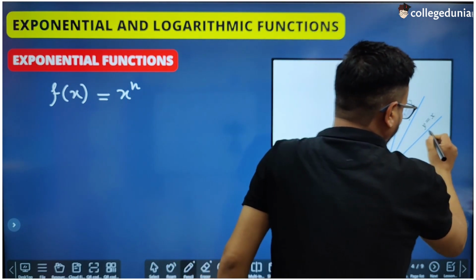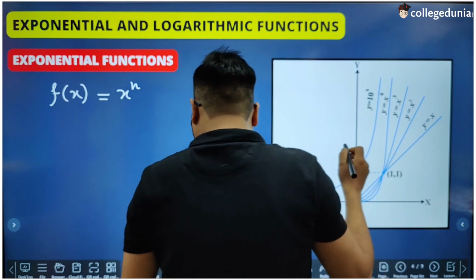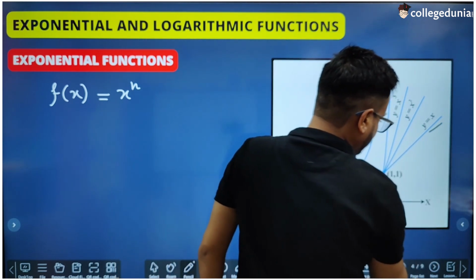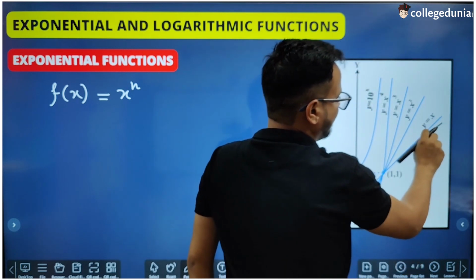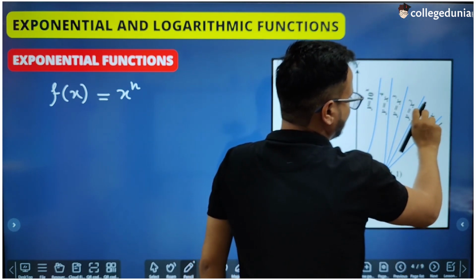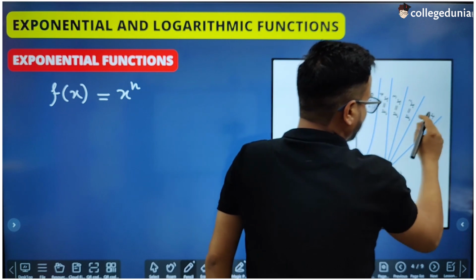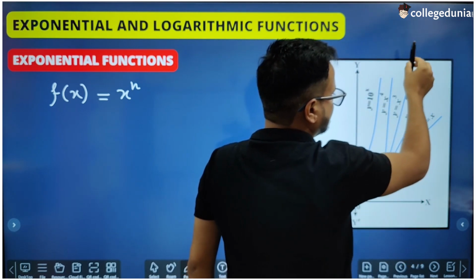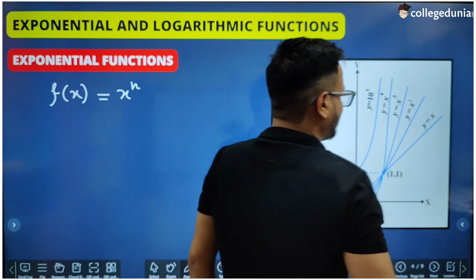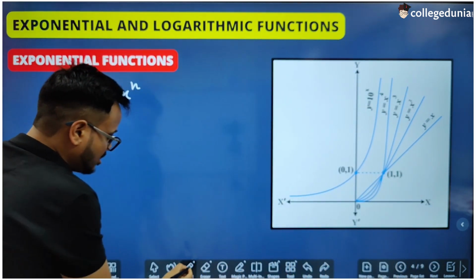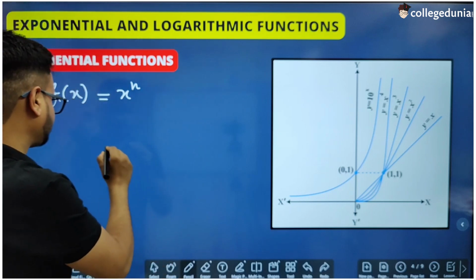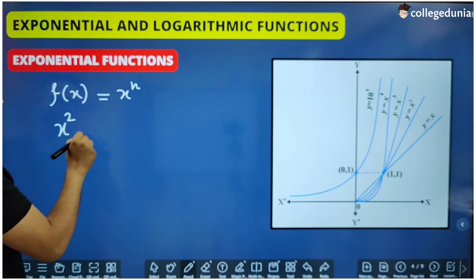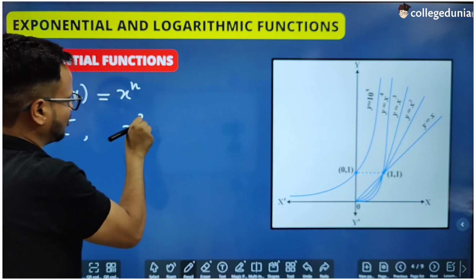This is y equal to x, right? Which means the power of x is 1. So this is the function. Now if the power of x becomes 2, then it becomes more steep, and if the power of x goes from 2 to 3, it becomes more steep, and then it becomes more steep. And that is obvious because if we compare two functions, suppose we are comparing x square and x cube, right?